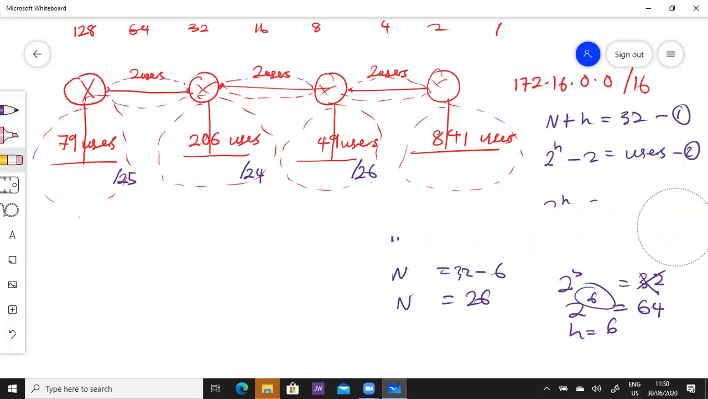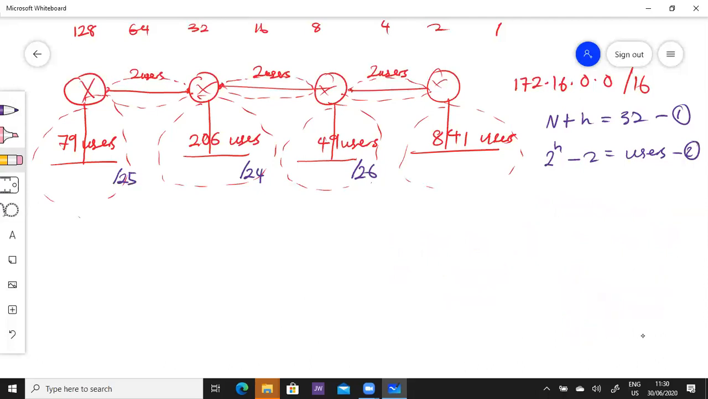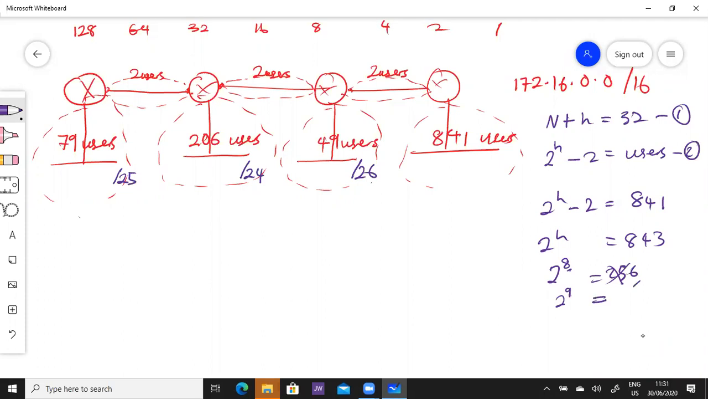Then for the 841 users, 841. 2 raised to the power h is equal to 843. Let's do our trial and error. So we just saw that 2 raised to the power 8 is 256. So we start from there. It's less than 843. We go to the next integer, that is 2 raised to the power 9. You only multiply this times 2. And that will give us 512. That is still less than 843.